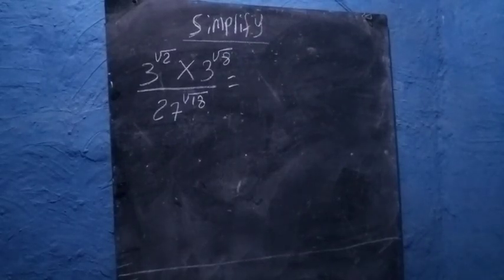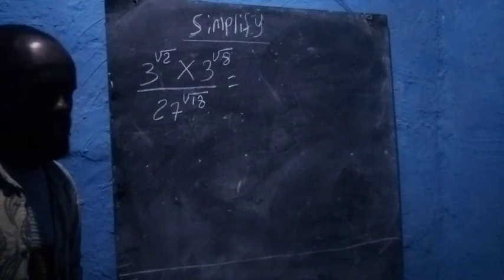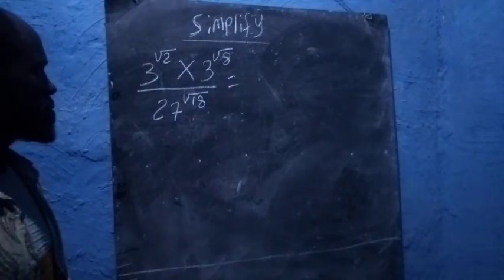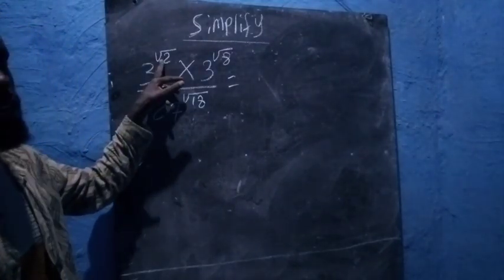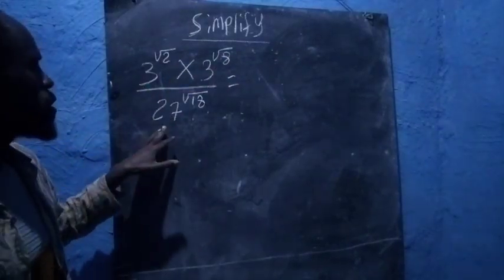Hello students, today we will see about irrational exponents, how to consider these types of irrational exponents. 3 to the power of radical 2 times 3 to the power of radical 8 over 27 to the power of radical 18.